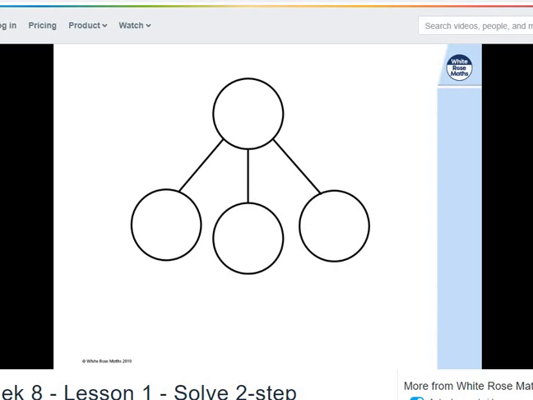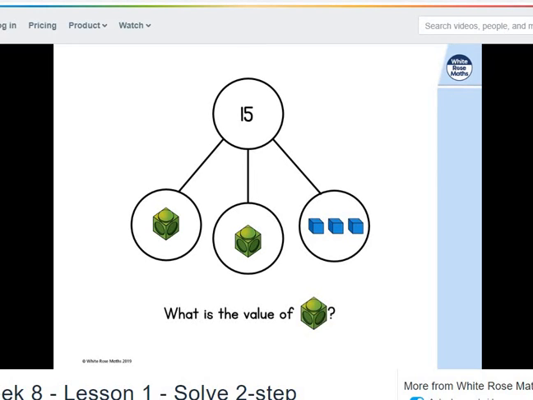Now we're going to represent it using a part-whole model. So, 1 part, another part, and another part, and the whole is 15. We want to work out the value of one of the cubes. The cubes could represent any number, but the blue part represents 3 ones. What would the value of one of the cubes be? Pause the video, have a think for yourself first.